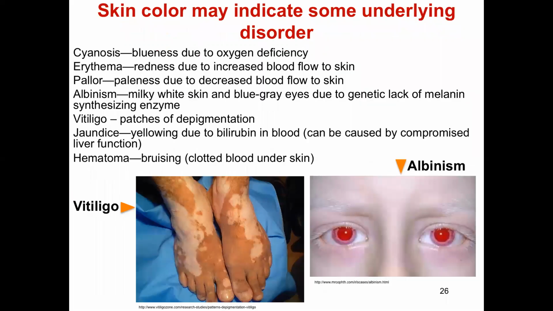All right, so now we're going to go into some other little variations. I had said to you that your skin color can tell you a lot about yourself. And when I'm talking about that, I'm not talking about your normal skin color, but odd skin colors, right? So here's a list of them. Cyanosis is if you've got sort of a blueness to your skin, which would indicate oxygen deficiency. Erythema is redness due to increased blood flow to the skin. So if you're blushing because you're embarrassed, that would be like an erythema. Pallor is paleness, and that's a decreased blood flow.